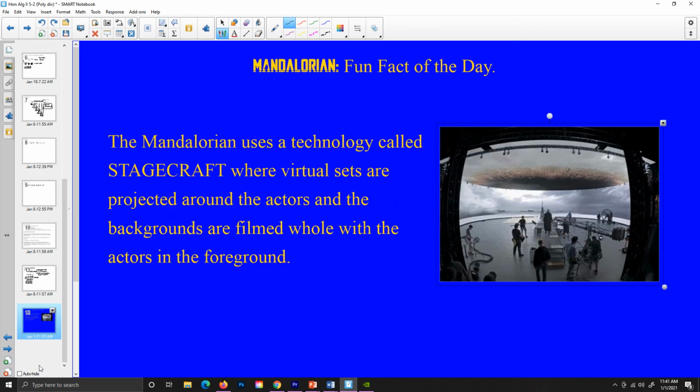The Mandalorian fun fact of the day. The Mandalorian uses a technology called StageCraft, where virtual sets are projected around the actors and the backgrounds are filmed whole with the actors in the foreground. And so you have no green screen and not a ton of digital effects.